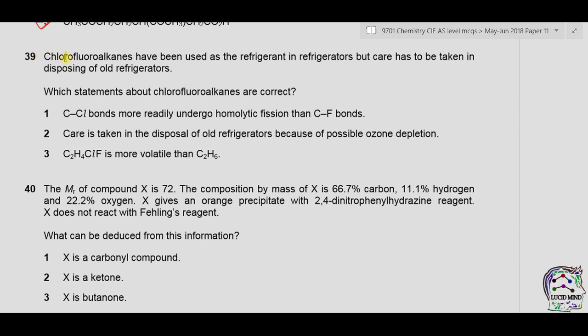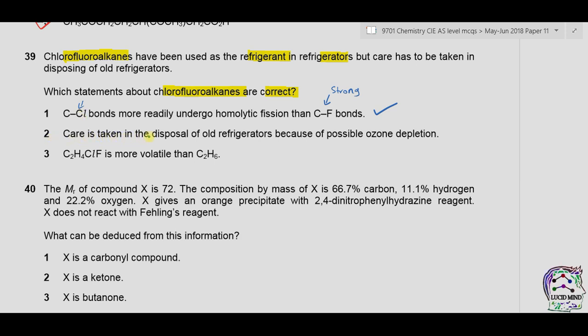Question 39. Chlorofluoroalkanes have been used as the refrigerant in refrigerators, but care has to be taken in disposing of old refrigerators. Which statements about chlorofluoroalkanes are correct? Number 1. Carbon-chlorine bonds more readily undergo homolytic fission than carbon-fluorine bonds. As we know that fluorine is more electronegative, the carbon-fluorine bond is stronger as compared to the carbon-chlorine bond. So this statement is correct. Also we can see that this bond can absorb UV light to form chlorine radicals.